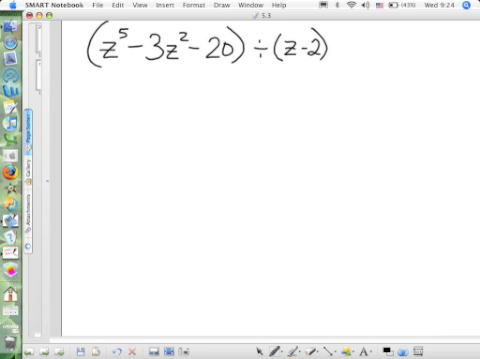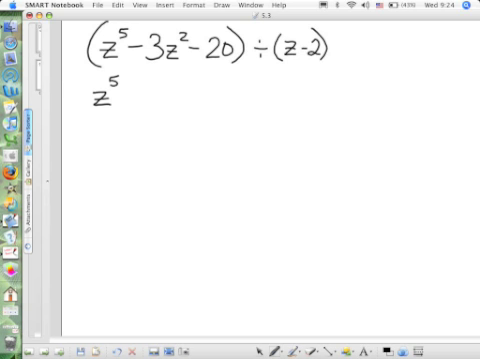Polynomial divided by a binomial. I can use synthetic division. Make sure the coefficient of z in that last part is 1, and it is. Make sure your z's are in descending order, and they are. But are they all there? No. So, how do I make room?